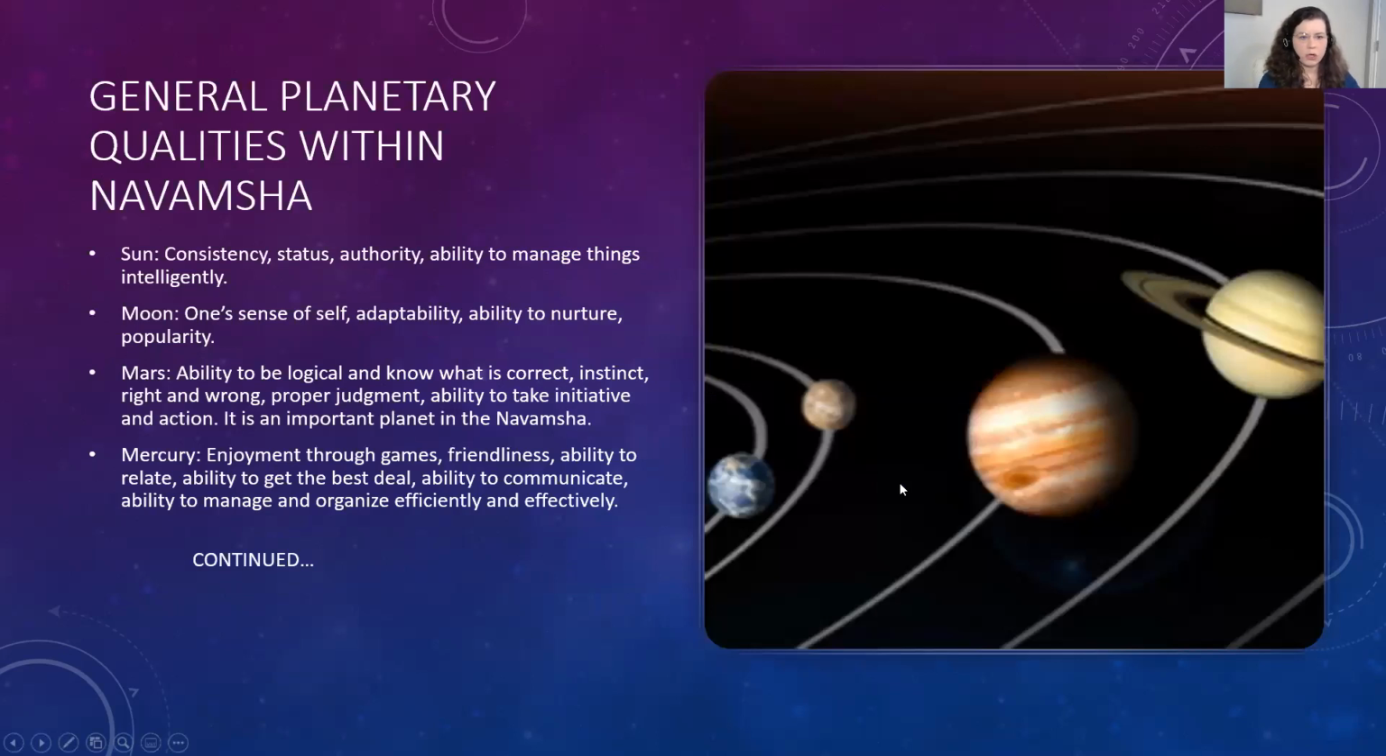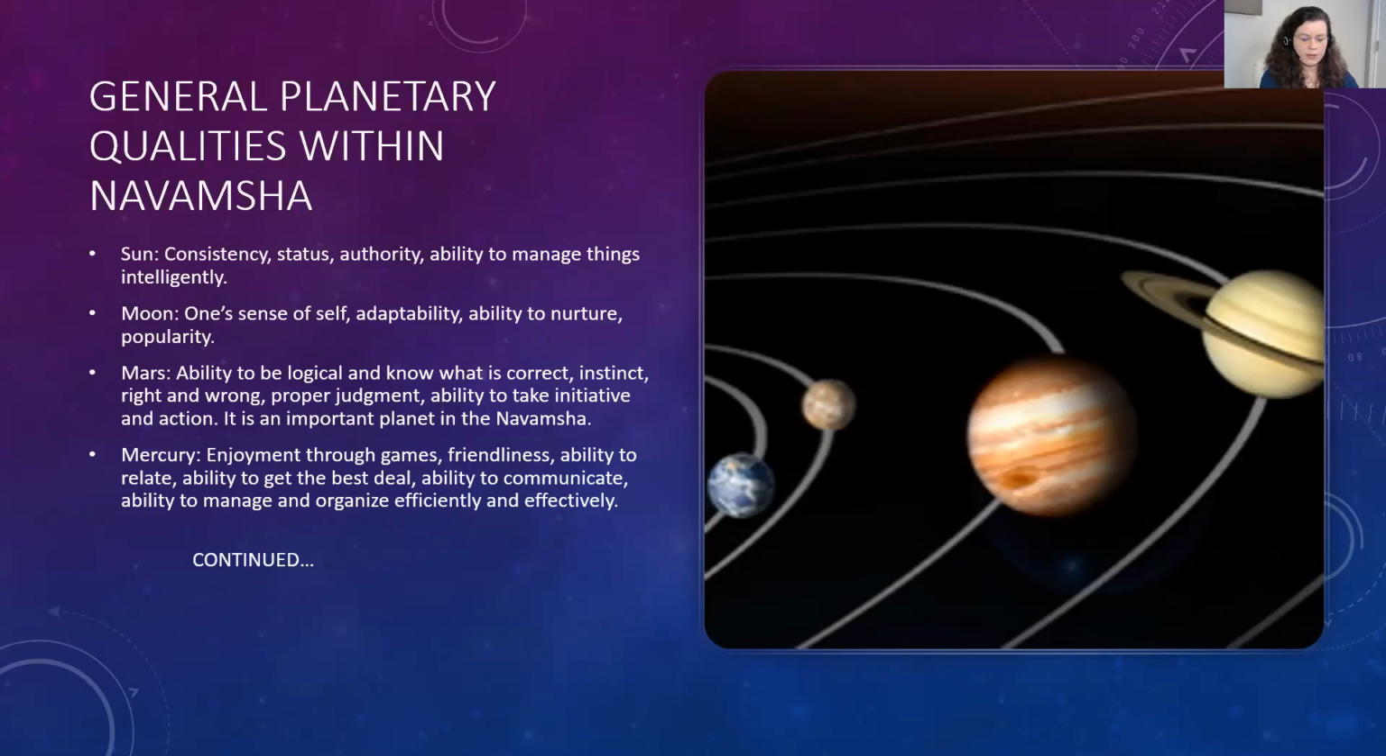Let's speak to some general qualities, planetary qualities within the Navamsha. We understand that the Sun, in the D9 chart that is, shows how much duty and sacrifice the person will bring to their life path or to their marriage. It's how consistent the person will be on their path or in their marriage. So the karakaship here is consistency, status, authority, ability to manage things intelligently.